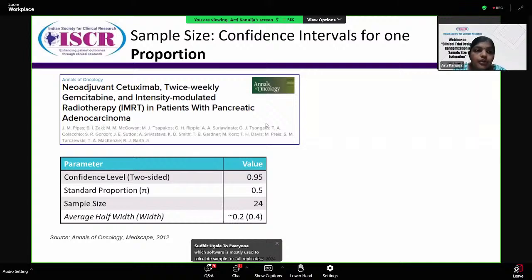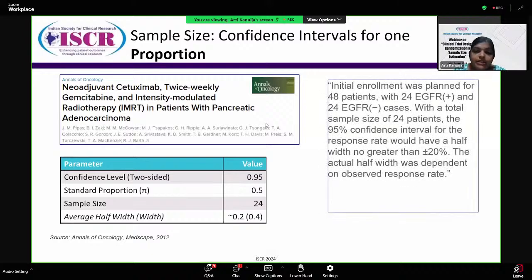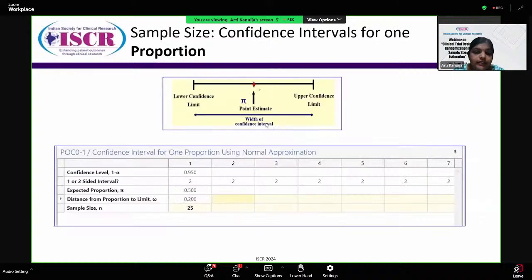This is the presentation in the paper, and I'm giving you a snapshot of what they presented in the sample size section of that article. They mention that they require at least 24 subjects or cases in each of the EGFR positive and negative groups, so 48 patients in total. Although they did not mention the software or the way of calculation, I have used the same logic they used and presented something.